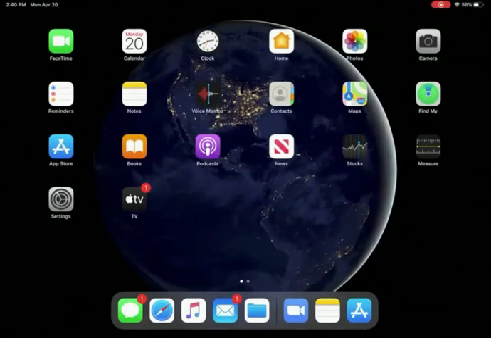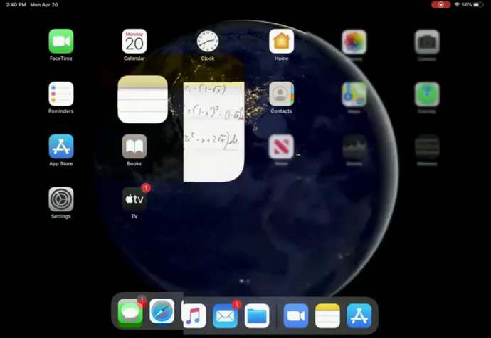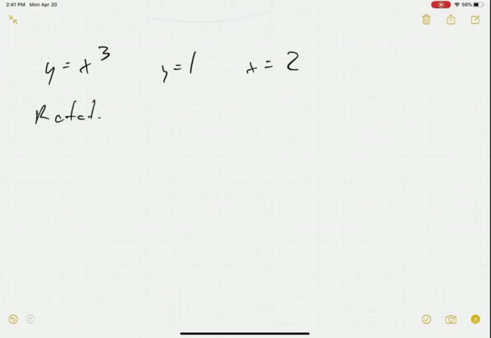One more from section 6.2, then we can move on to section 6.3. How about the volume of the region we get when we take the area enclosed by y equals x cubed, y equals 1, x equals 2, and rotate it around the line y equals -3.